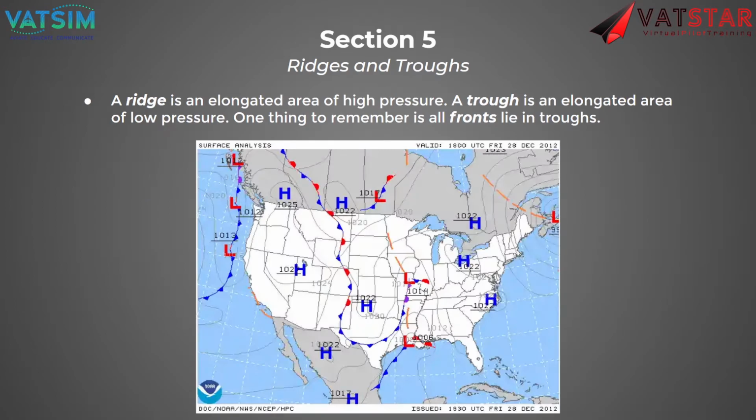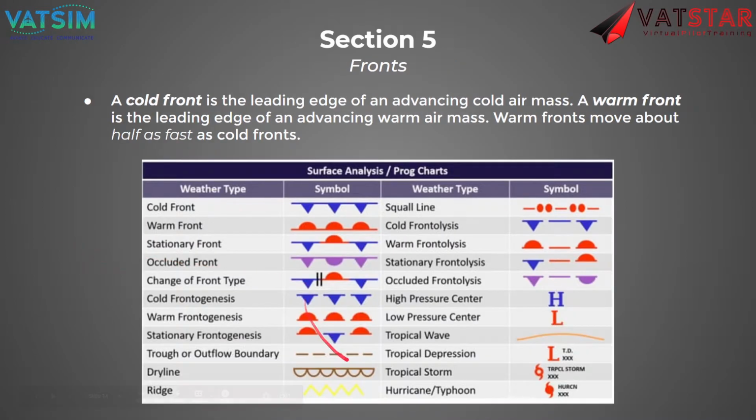Now, ridges and troughs. A ridge is an elongated area of high pressure. If we look here, I don't see any ridges, but it looks like here's a ridge. Or maybe I'm getting my legend reversed. Let's double check. So that's actually a trough. Where's the ridge on this chart? Why is it not popping up for us? Okay, so that's actually a trough.